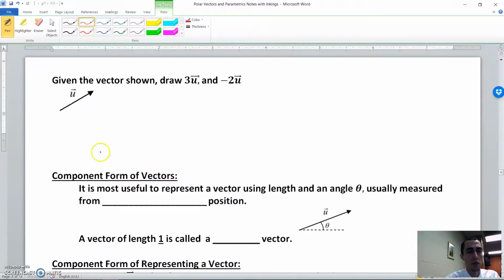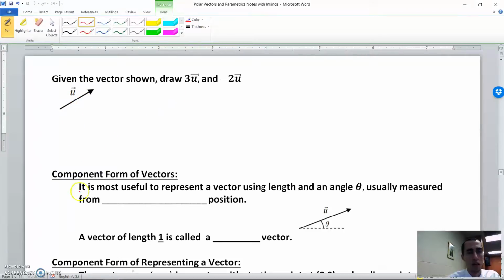So I'm going to pause the video here and let you do this one on your own. As you can see here, I tripled the magnitude of vector u, and that gave us 3 times u. And then I went in the opposite direction and tried to double the magnitude of vector u, making negative 2 times u. As you can see, I didn't quite have enough space, but you get the idea.